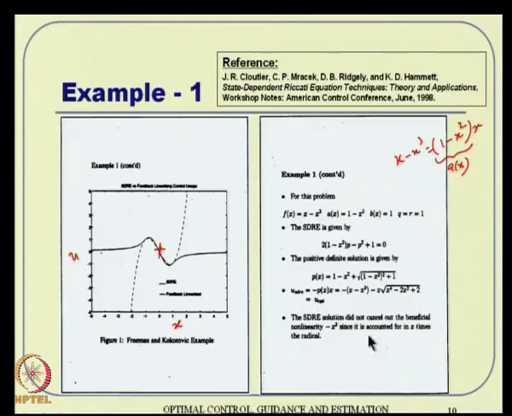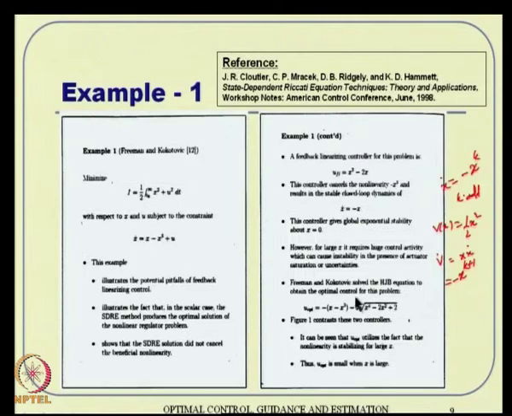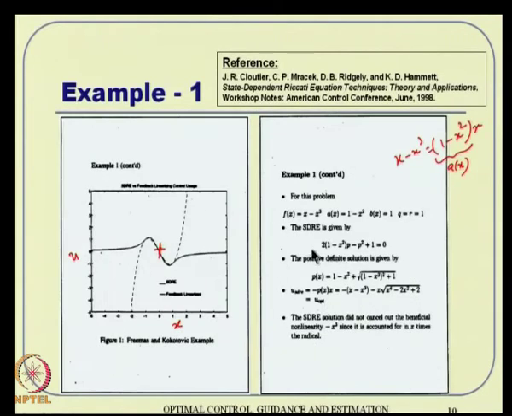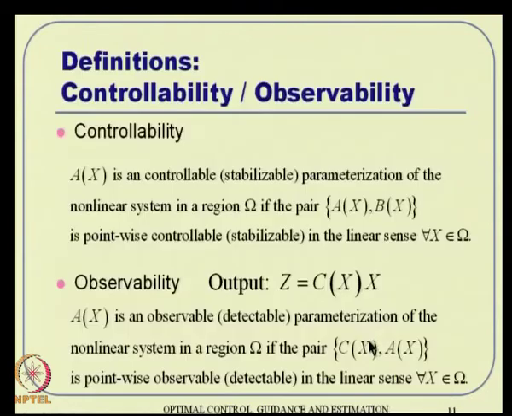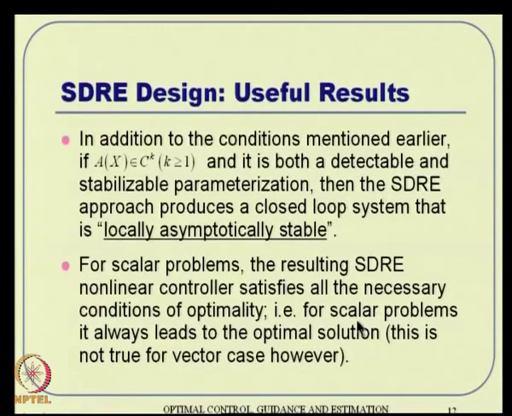We have demonstrated that here, because this example clearly shows that if you solve it through this approach, you essentially end up with the same controller. No matter whether you solve from the Hamilton-Jacobi-Bellman equation or approach this via the Riccati equation, in other words the state dependent Riccati equation approach, and take A of x equal to 1 minus x square, both lead to the same solution. So, for scalar problems we do have an optimal solution.